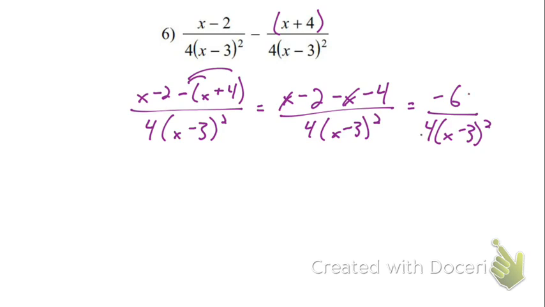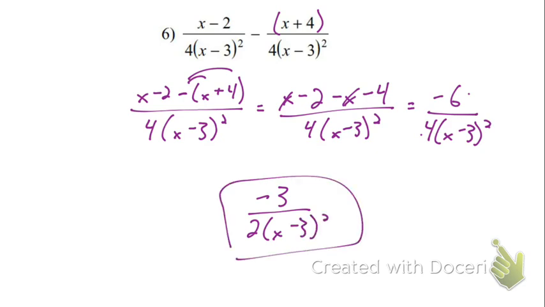Now, these two are both divisible by 2. So my final solution, my simplified rational expression, is negative 3 over 2, parentheses, x minus 3 squared. Okay? And that's that.